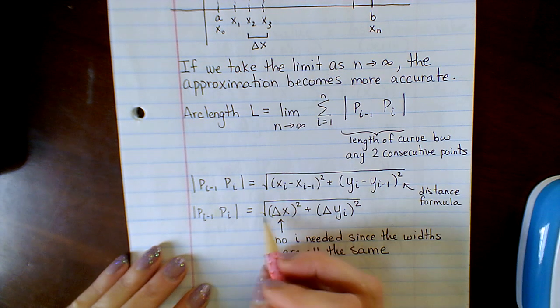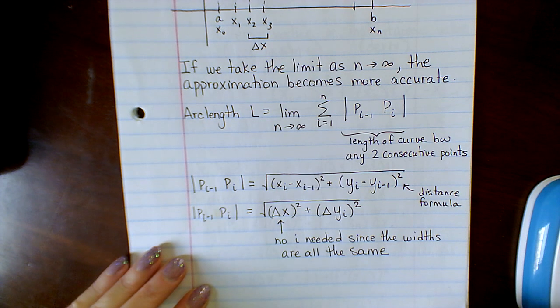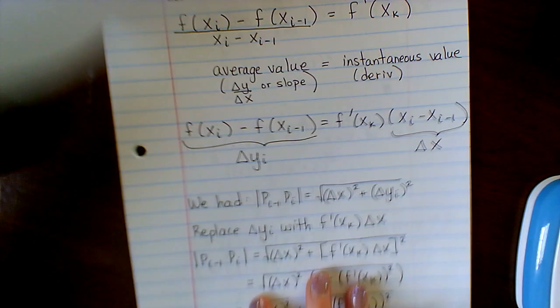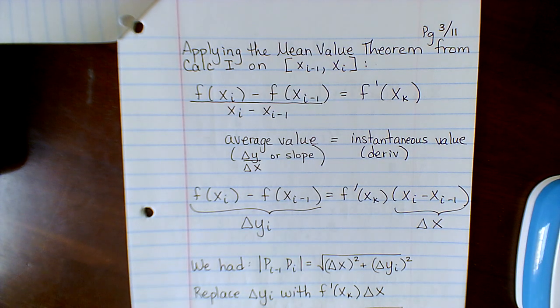So you can kind of see this distance formula, which is, of course, derived from the Pythagorean theorem, is going to simplify to just look like this. And then here's where it gets really clever. You have to apply the mean value theorem from Calc 1. Now the mean value theorem says that the derivative, or the instantaneous rate of change, is the same as the average rate of change on an interval.